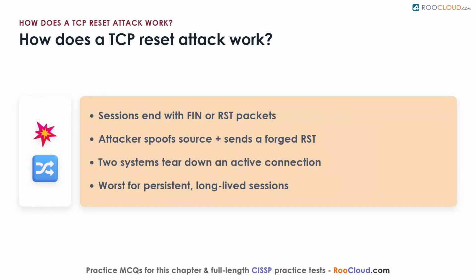How does a TCP reset attack kill a live session? Sessions normally end with a finish or a reset packet. An attacker abuses this by spoofing the source address and sending a forged reset, tricking two systems into tearing down an active connection. They then have to rebuild the session from scratch. This hits hardest on systems that rely on long-lived, persistent connections, because recreating the session and its data is far more work than a quick reconnection. Think of someone forging a hang-up signal on your phone call, forcing you to redial and start over every time.